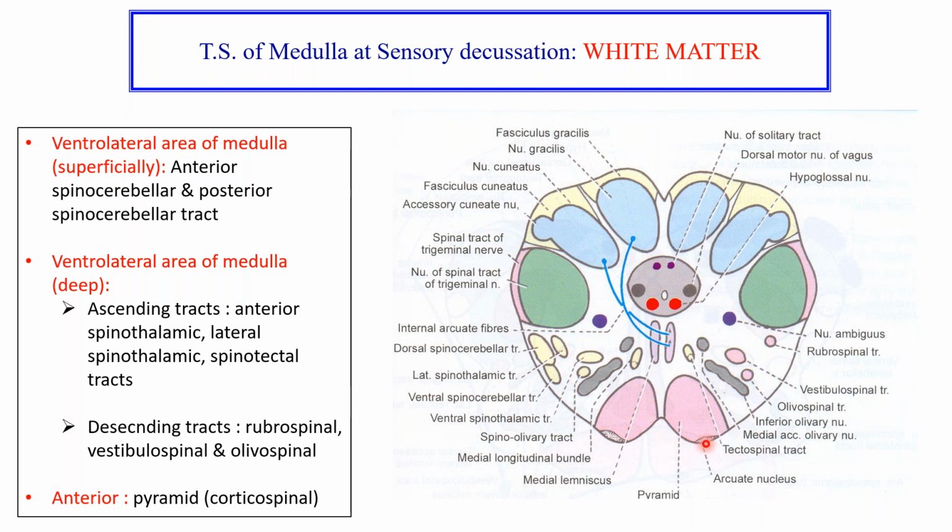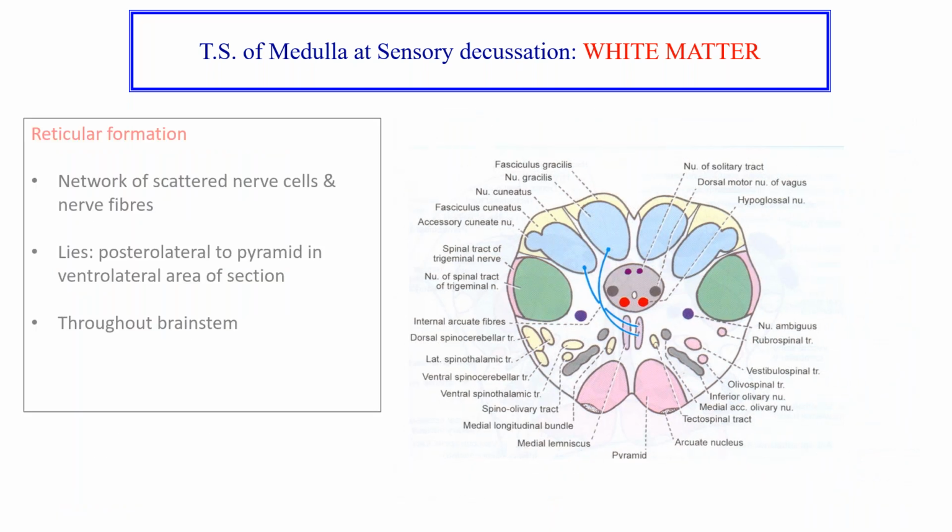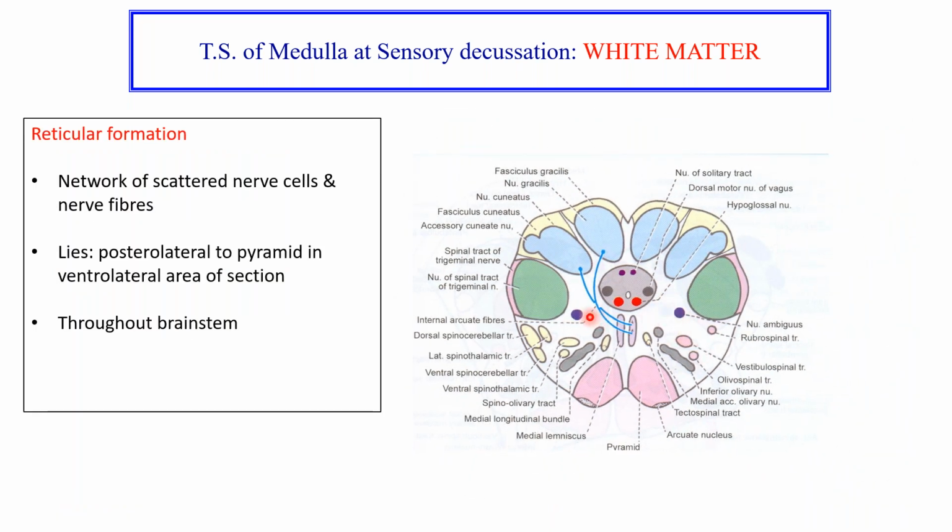the pyramids, along with the arcuate nucleus. Reticular formation: this was the area of the reticular formation, and here are the scattered nerve cells and fibers. You have to draw this posterolateral, in relation to the pyramid, throughout the brainstem.